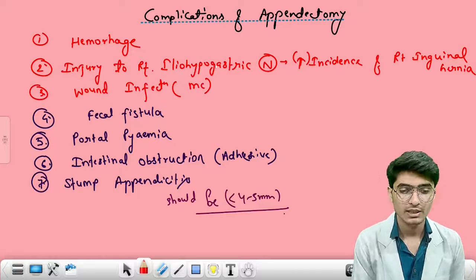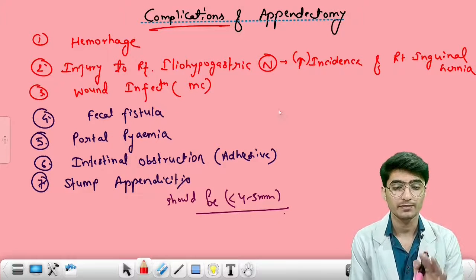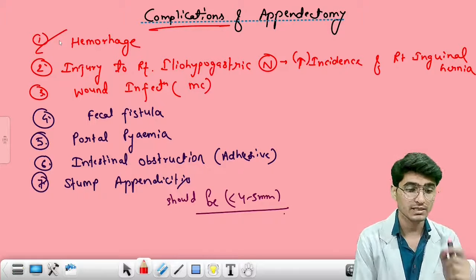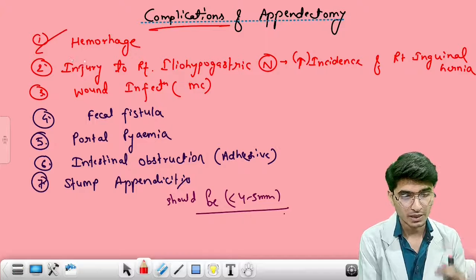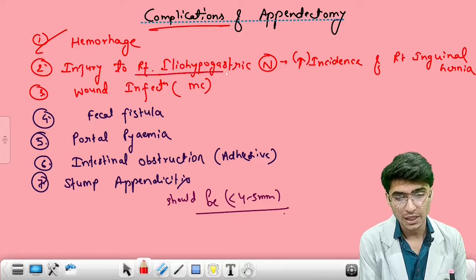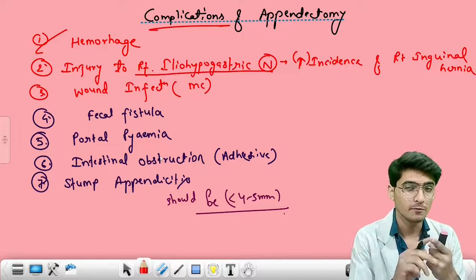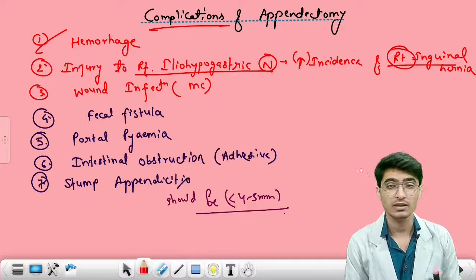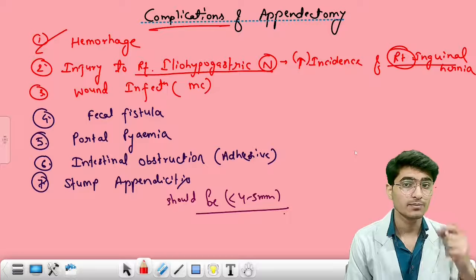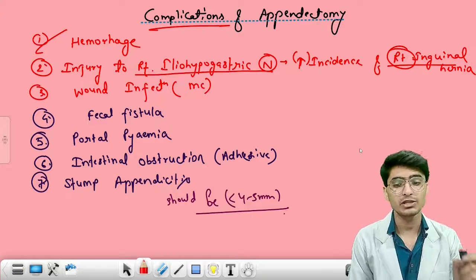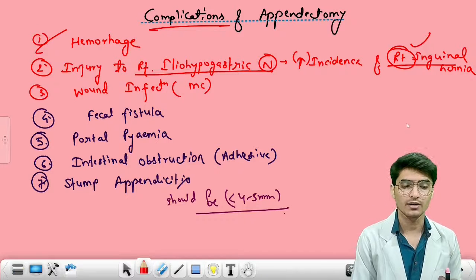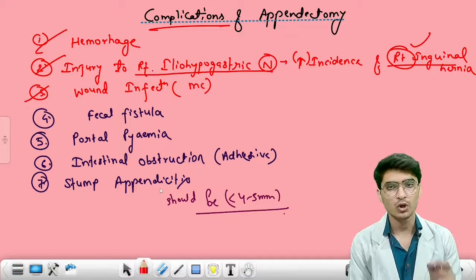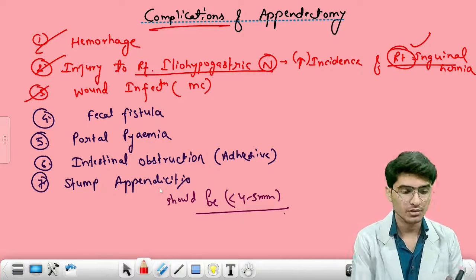Now we will go through the complications of appendectomy, the complications of surgery. Number one is excessive bleeding, followed by injury to the right iliohypogastric nerve. There is more risk of getting an inguinal hernia, especially on the right side. As we are operating on the right side, there is more risk of right nerve damage leading to a right inguinal hernia. The next one is wound infection, which is the most common complication after appendectomy.